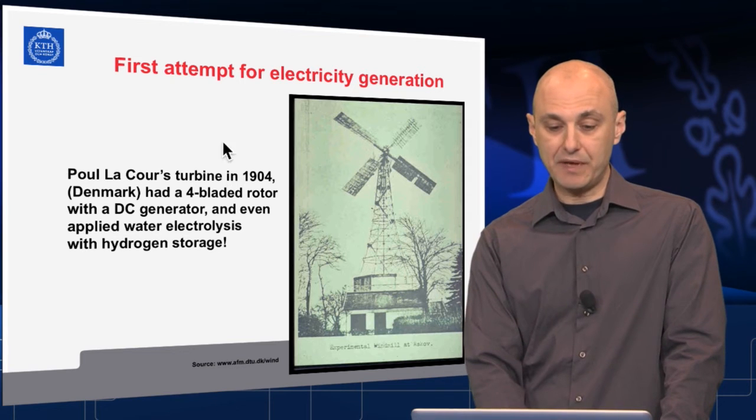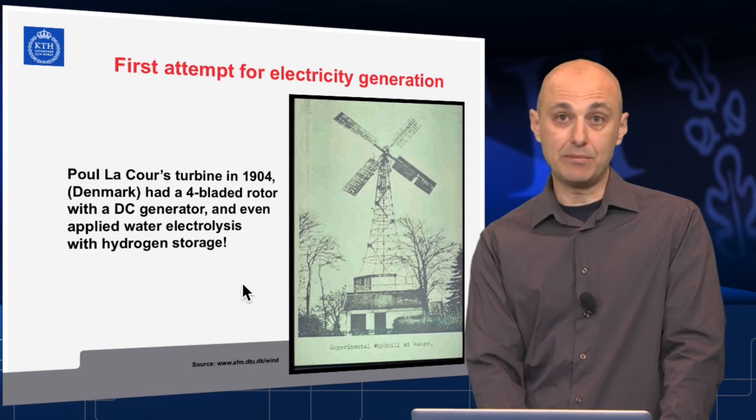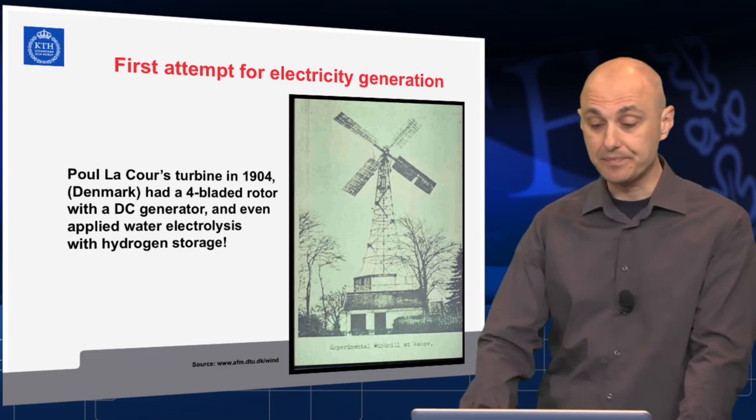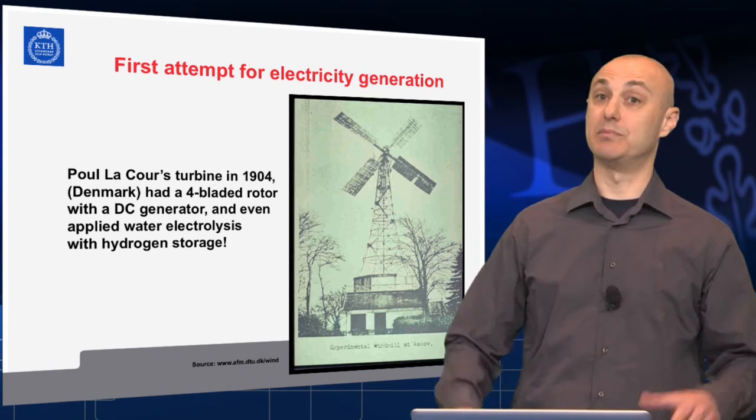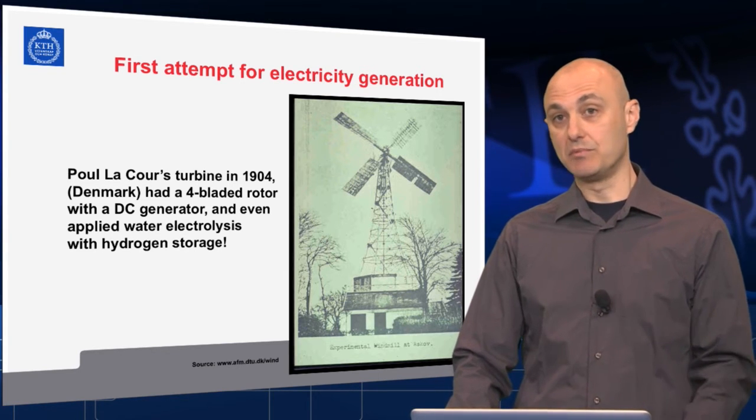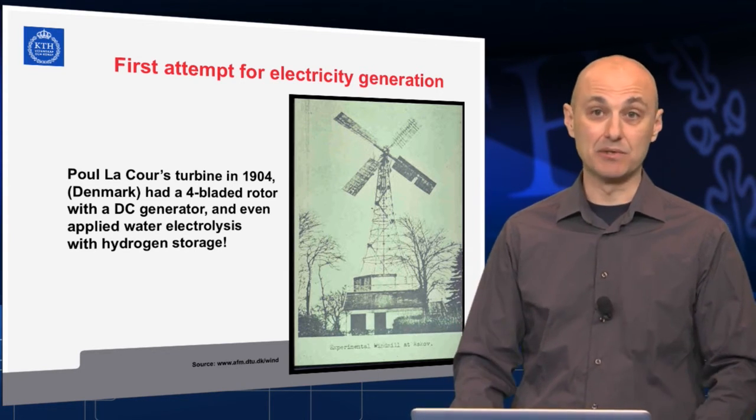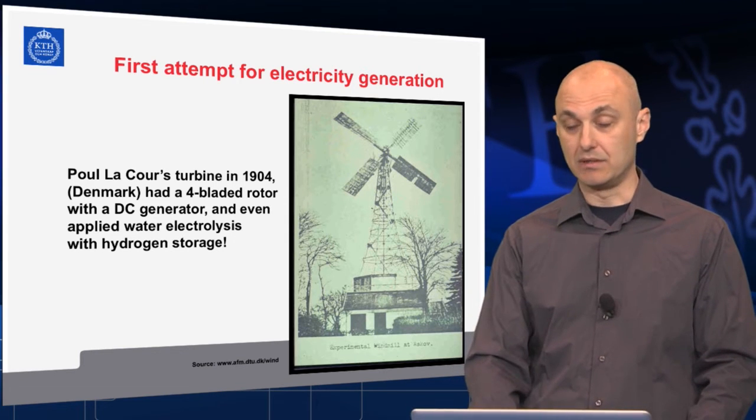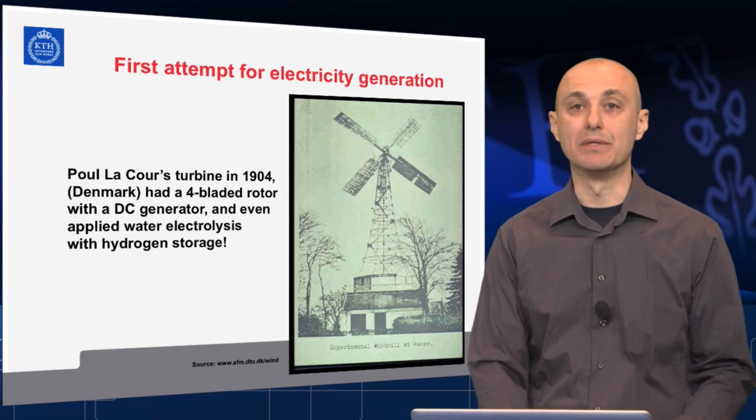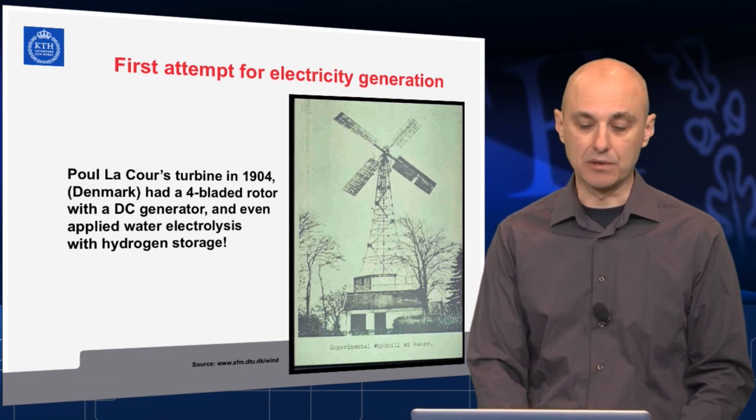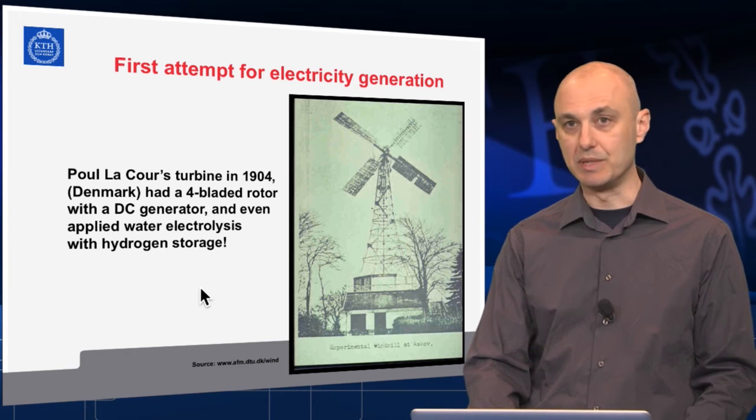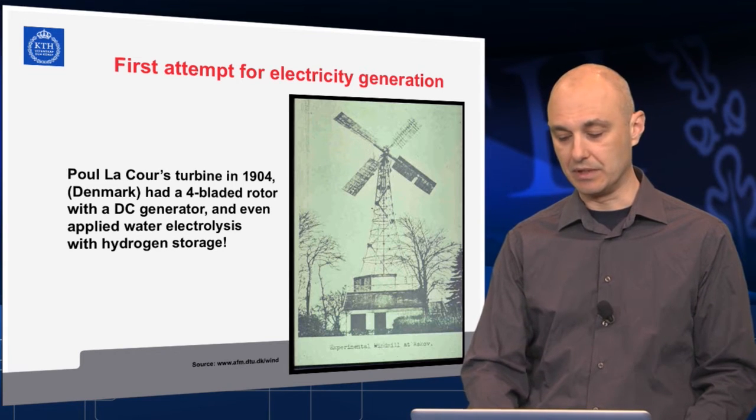Poul la Cour was so famous at that time that Albert Betz in the 20s in Germany, who was a professor at the Technical University of Berlin, was using Poul la Cour's name and was giving him as a good example to his own students of what can be done just with common mechanical engineering knowledge without being a professor, and how wind turbines can be improved at that time.